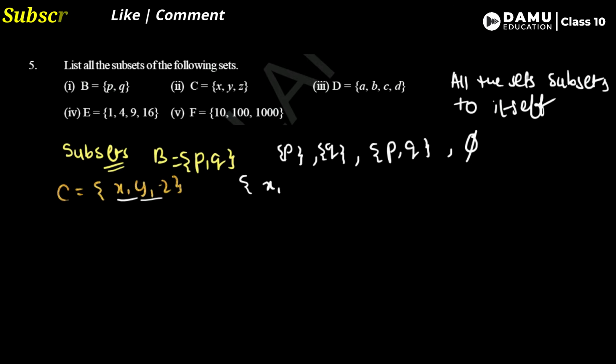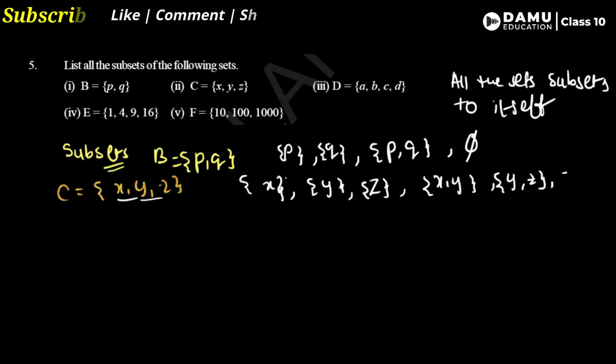So first write single elements. {X} is one set, {Y} is one set, and {Z} is one set. To write subsets, first we write the single-element sets, and then combinations. {X, Y} is a subset. Why? Because these two elements are present in C. Then {Y, Z}, then {Z, X}, and finally {X, Y, Z}, and phi is one set. So that is what we have to write here.